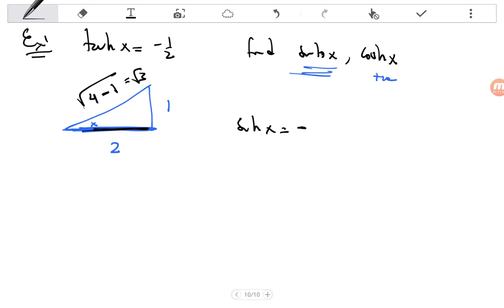The second is that, what is the sinh? It will just be 1 over root 3. And for the cosh, cosh x will just be 2 over root 3. Okay, so whenever you depict the fake triangle, you may find any of the hyperbolic functions.